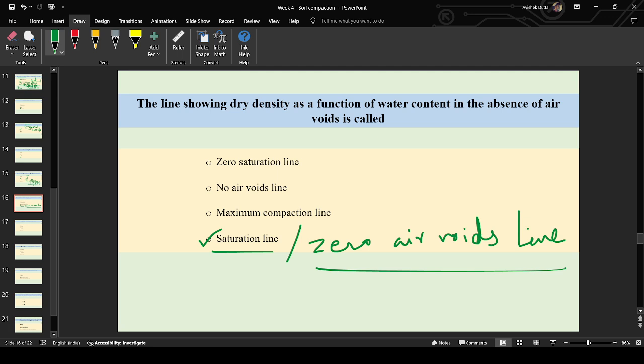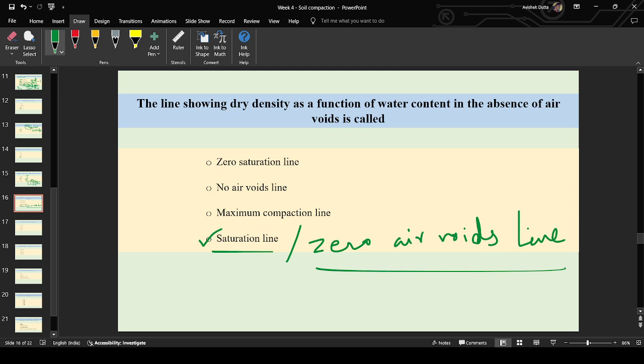Sir, excuse me, sir. When you were dictating this question, I had a small concern. For example, in option A, you have mentioned very clearly zero saturation line. But why in option D didn't you mention 100% saturation line?